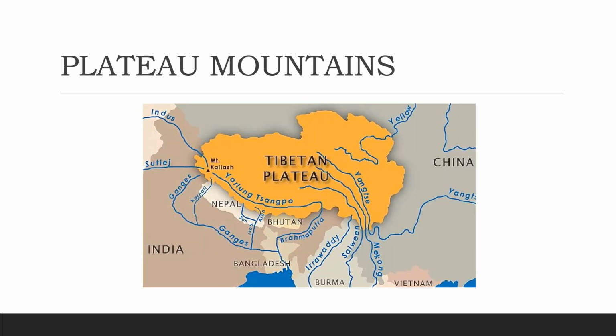Next one is plateau mountains. As we know, this Himalayan range is here. This region is the Himalayan range. So a plateau is formed by the formation of some mountain range near it. A very large flat land is known as a plateau.